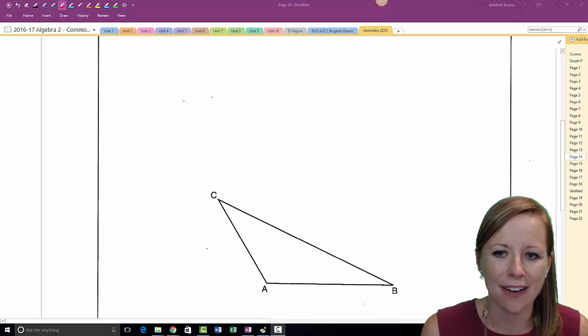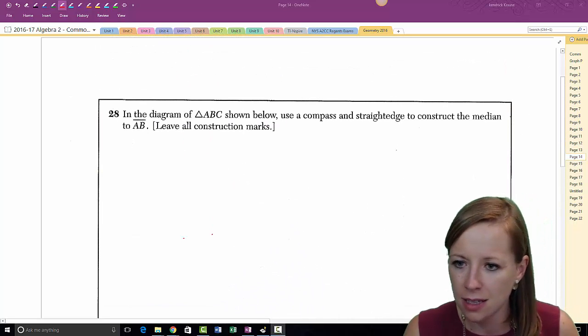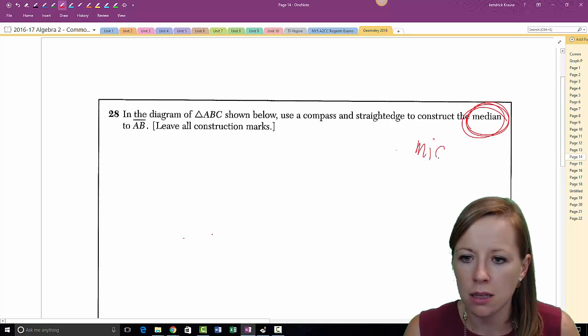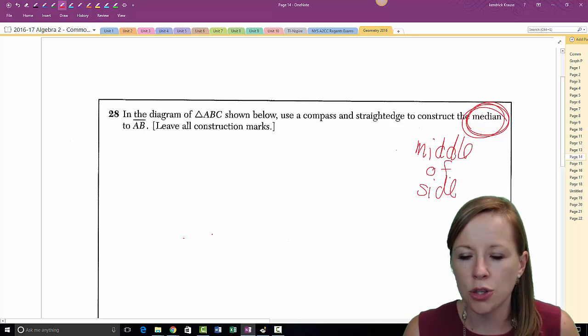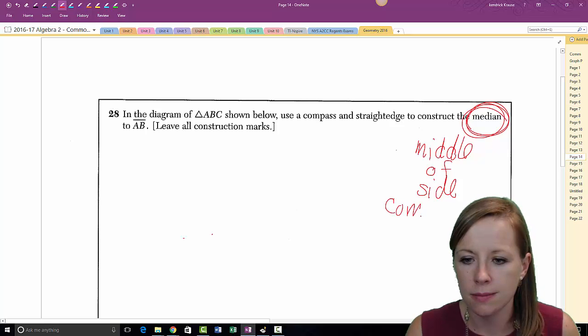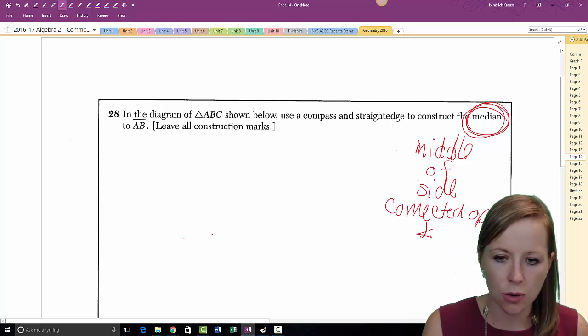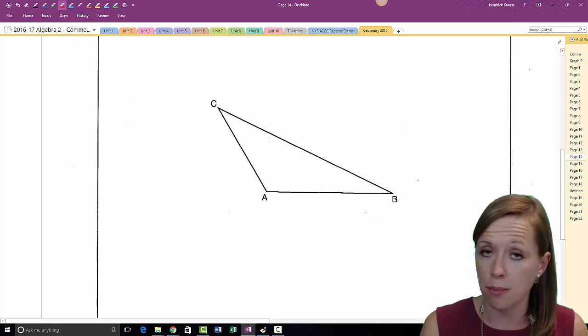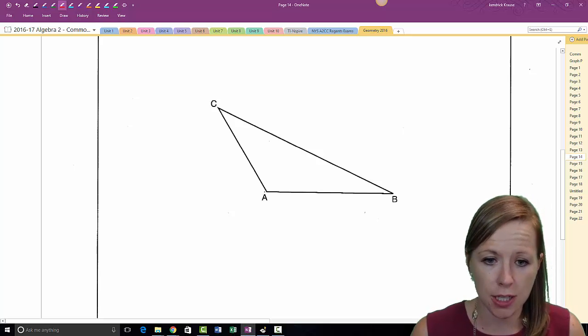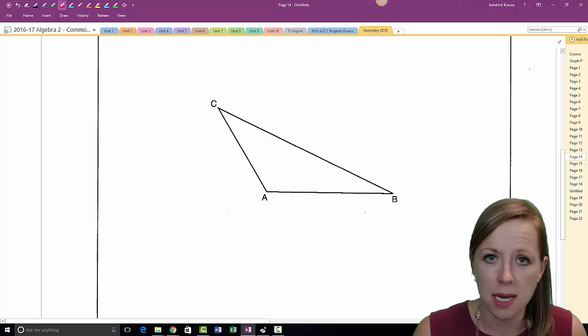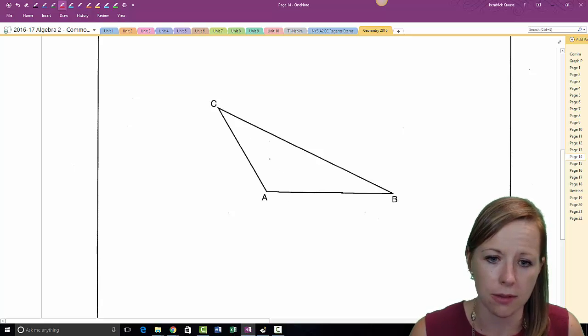You have to know the definition of median. A median is the middle of the side connected to the opposite angle, or vertex, okay? What I saw a lot of people do, most of you did this right: you essentially did the perpendicular bisector of AB, which is perfect, but then you didn't connect it to vertex C, so that wasn't very good.